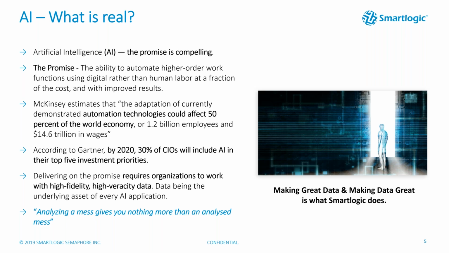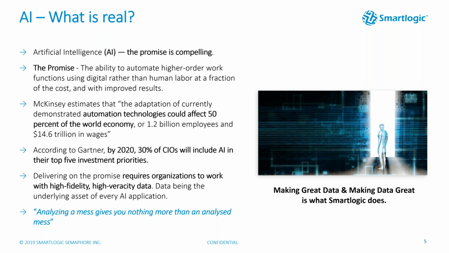So there are certain fields where the digital labor is better than the human labor at consistency, and we'll come to that. Interestingly, McKinsey is saying that the adoption of currently demonstrated automation techniques could affect 50% of the world economy, 1.2 billion employees, 14.6 trillion in wages. We're not going to address the interesting subject of whether robots should have to pay income tax in this webinar.